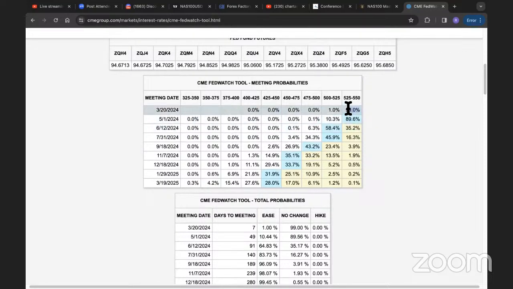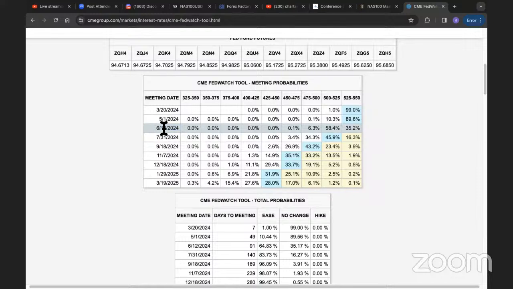So there's a 99% chance of no rate hikes at the March 20th meeting next week. There's a 99% chance that rates stay the same, is what the market is telling us. There's a 90% chance that we don't see a rate hike in the May Fed meeting. And then as of right now, the highest likelihood is that there's almost a 60% chance that we get the first rate cut of the year in the June Fed meeting.